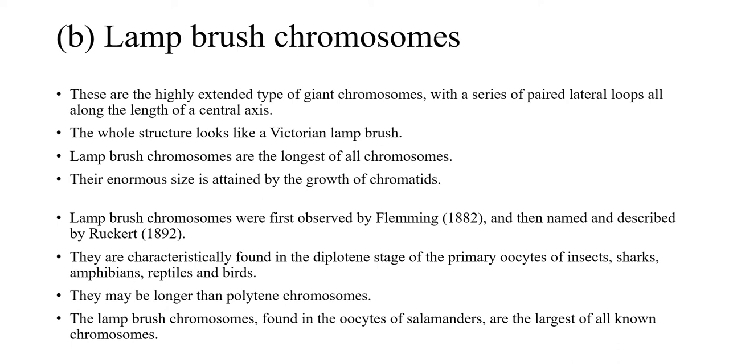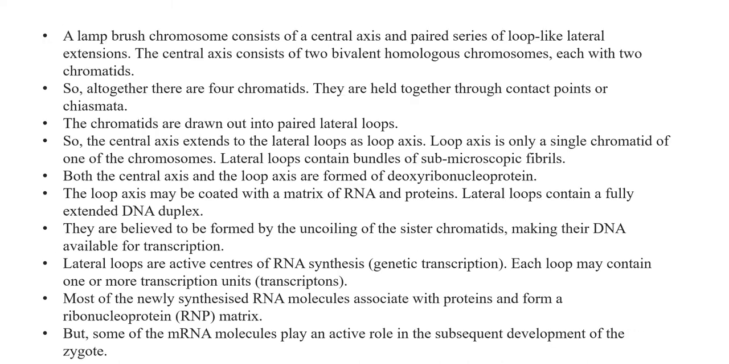Lampbrush chromosomes were first observed by Flemming. They are characteristically found in the diplotene stage of the primary oocytes of insects, sharks, amphibians, reptiles, and birds. They may be longer than polytene chromosomes. The lampbrush chromosomes found in the oocytes of salamanders are the largest of all known chromosomes.